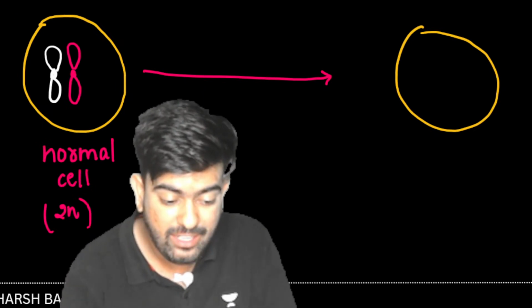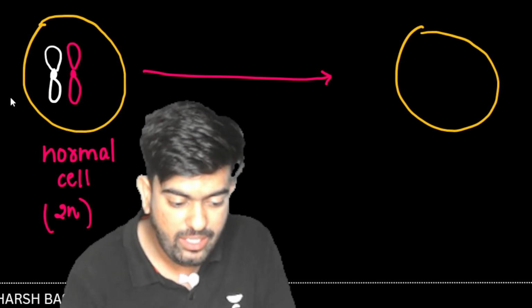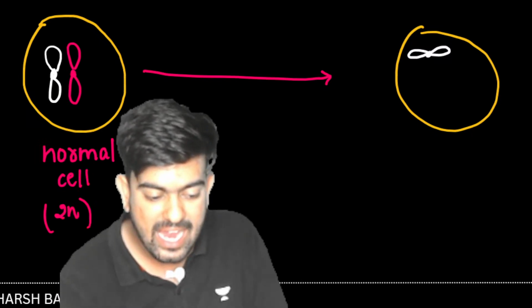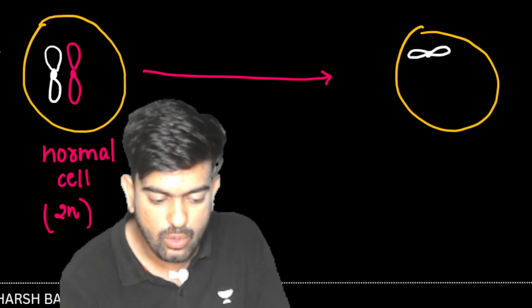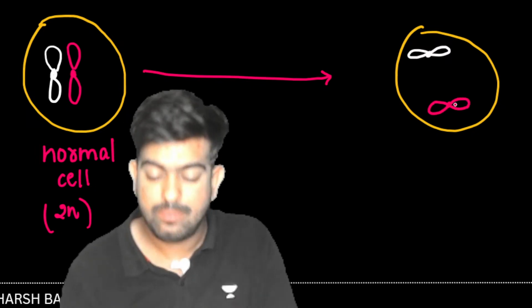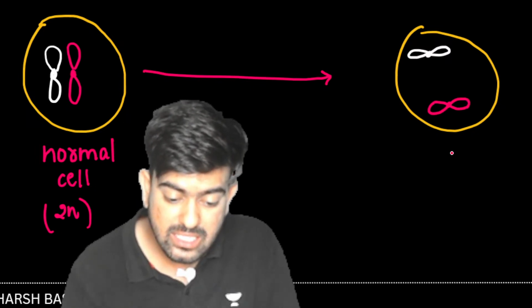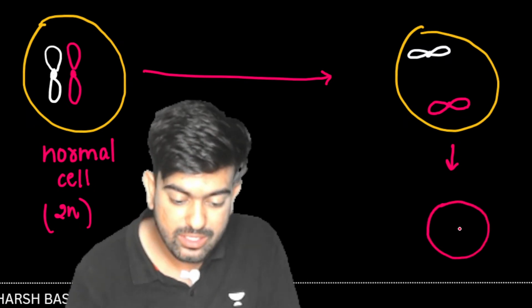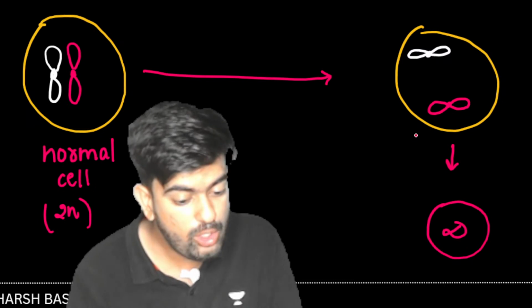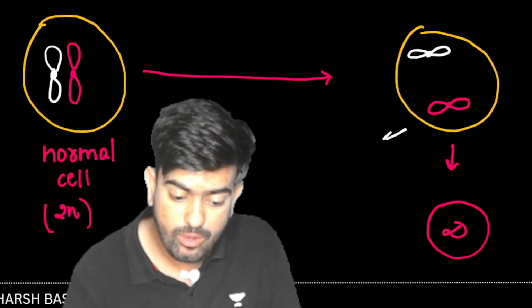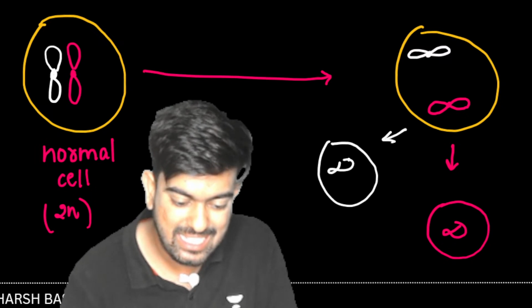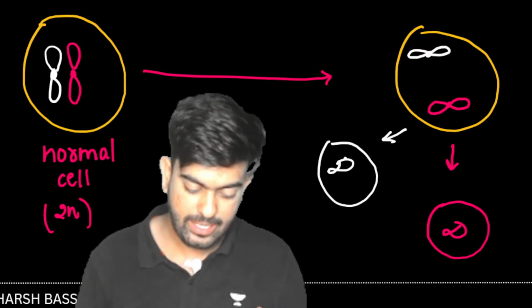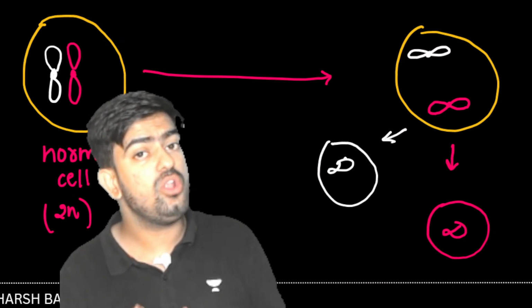So during the gamete formation, the white chromosome will go in one gamete and the pink chromosome will go in the other gamete. That means there is the segregation of homologous chromosomes. So during gamete formation, homologous chromosomes get segregated. This is one of the laws given by Mendel. And this law is also known as the law of purity.